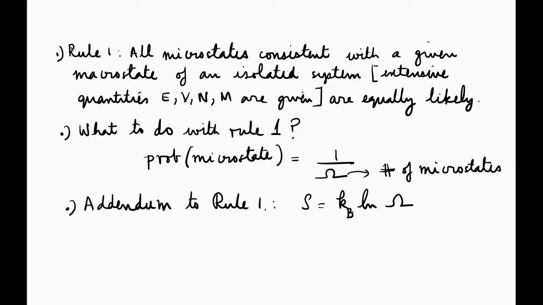Let me summarize what we discussed. Rule number 1: all microstates corresponding to a given macrostate are equally likely. Once I have that, I can immediately define the probability of a microstate. It is 1 by omega, where omega is the number of microstates. And once I know omega, there is one particular formula that gives you the thermodynamic quantity entropy, k log omega. Once I get entropy, I can use thermodynamics to compute everything. So this is the set of rules you have to follow.